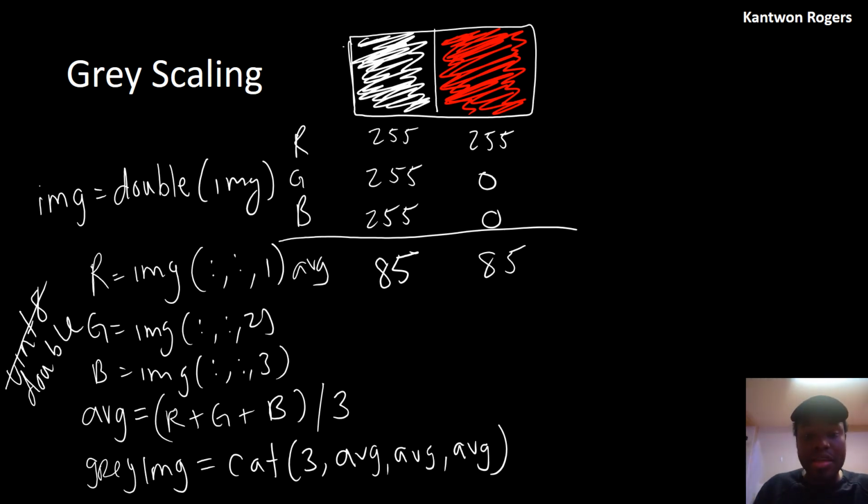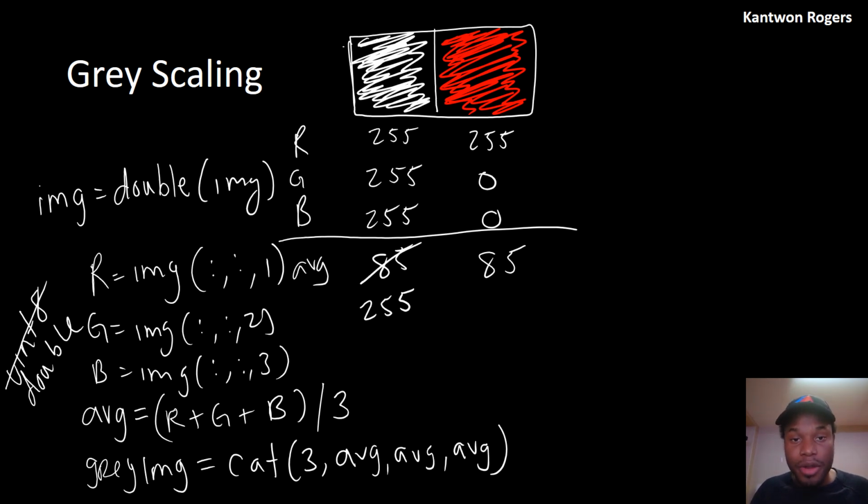So now when I do my math, I'll have 255 plus 255 plus 255. And then when I divide that by 3, this left-hand side, I'll cross it out. This left-hand side will become 255. And then my right-hand side will stay as 85.